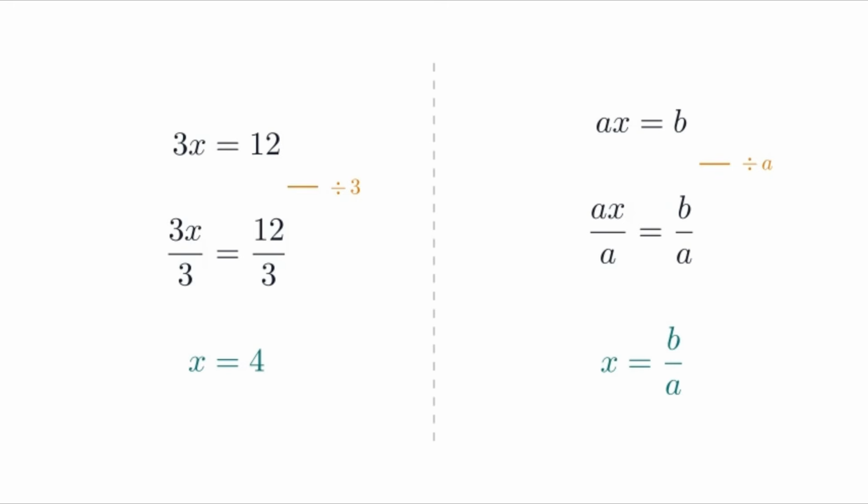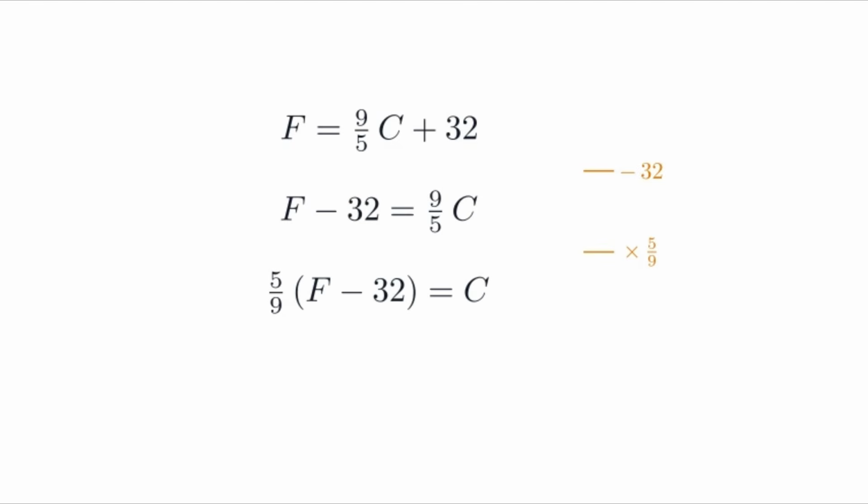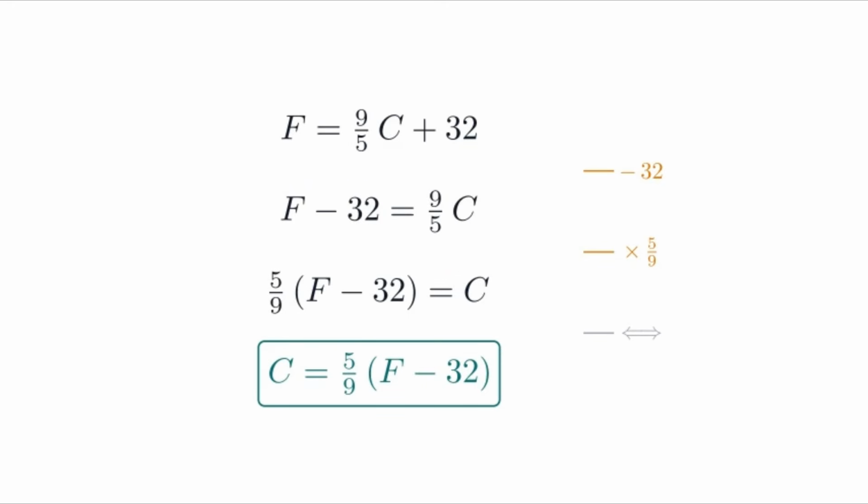Let's use a real one. Fahrenheit in terms of Celsius. Our target is C, and right now it's buried, multiplied by 9/5, then plus 32. So we peel the layers off in reverse. Subtract 32 from both sides. Then multiply both sides by 5/9, the reciprocal. C is now alone. Read it right to left, and you have the conversion formula.